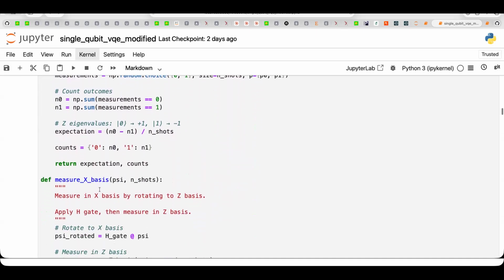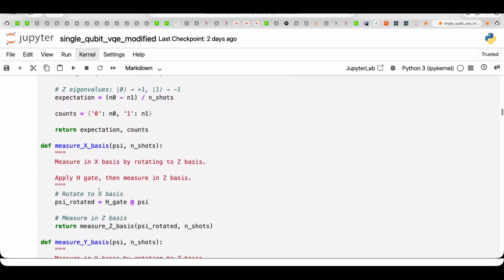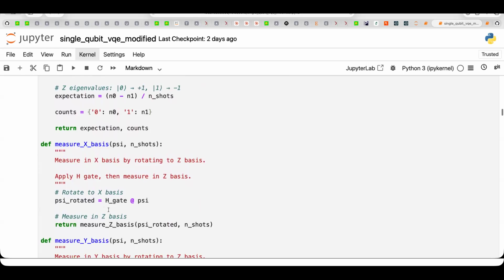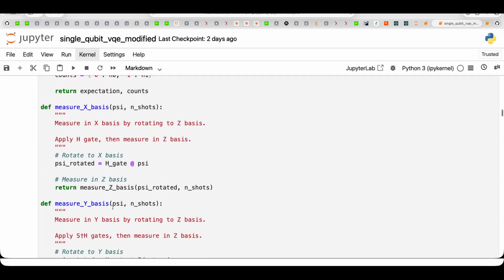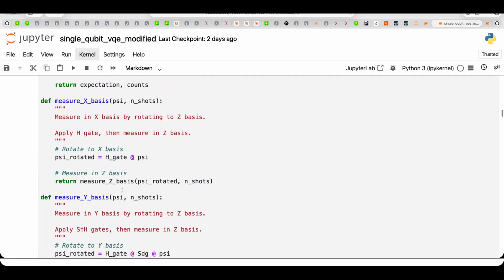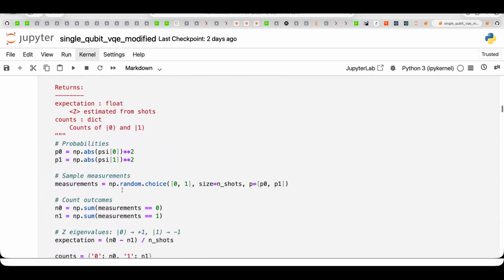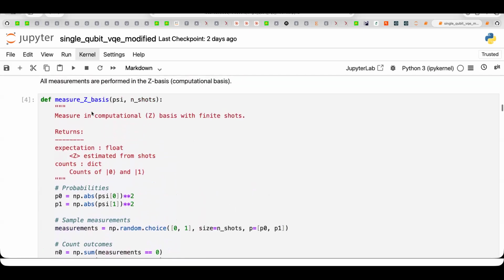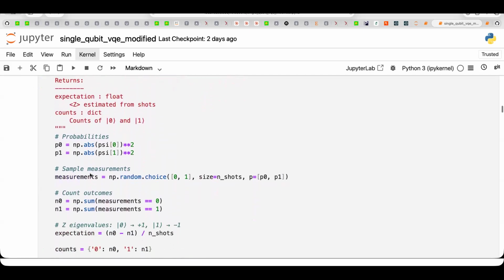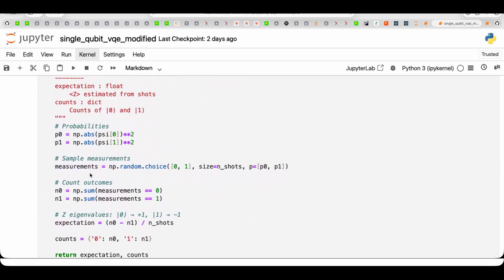I do the same in the X basis. In that particular case, I need to rotate psi. I have to take the original psi, which is an ansatz with the rotation matrices, and then I have the Hadamard gate. Then I can measure that one in the Z basis, so I call back this measure in the Z basis here. I perform that explicit rotation.